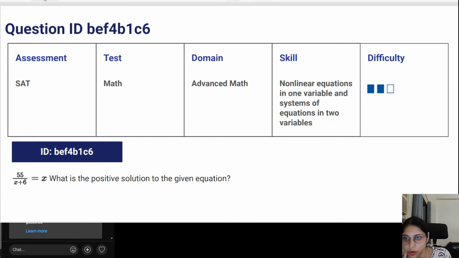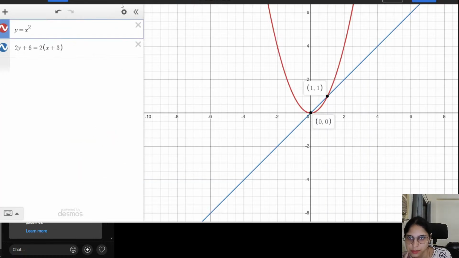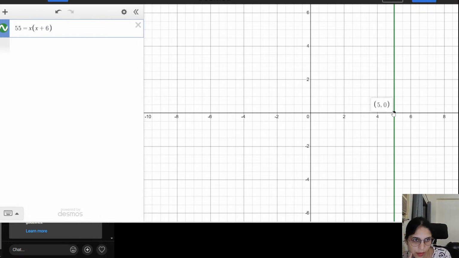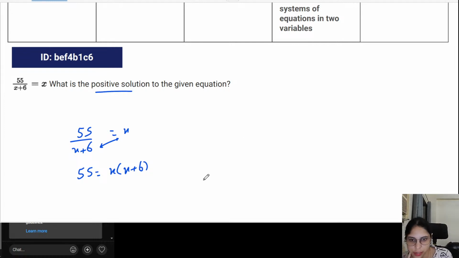This is also rational, but it can be solved like a quadratic, so I'm taking it. Because when you cross multiply, 55 will be x times x plus 6. The solution that you're getting is negative 11 or 5. Looking for the positive solution. So 5 is the answer, and that works. 55 over 6 plus 5 is 11. 55 over 11 is 5. So yeah, that's correct.